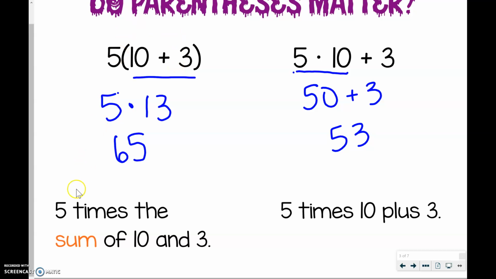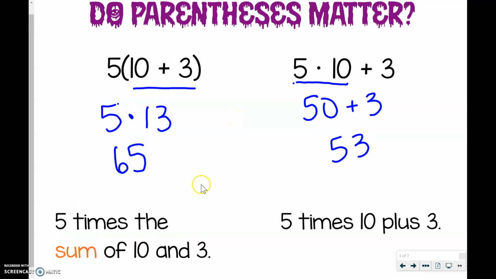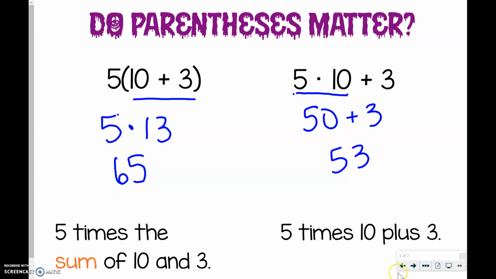So that's the slight difference, is the 5 is being multiplied to everything in parentheses, whereas over here all we're doing is 5 times 10 and then adding the 3 for that plus 3. So those are very different. So the wordings are different as well as the expressions are different. So you really want to make sure those parentheses do matter, and so it impacts the way we word those phrases. Let's look at one more here.